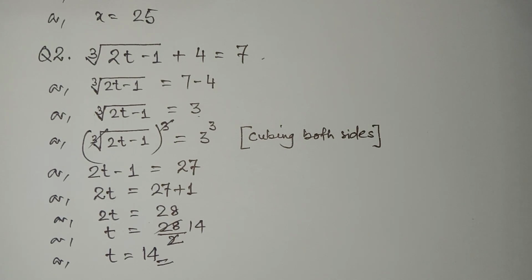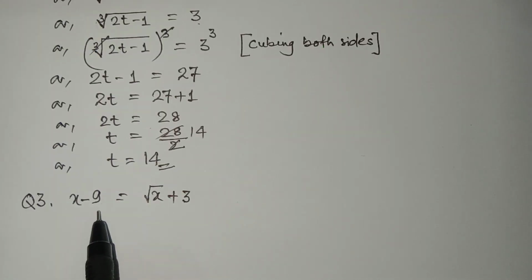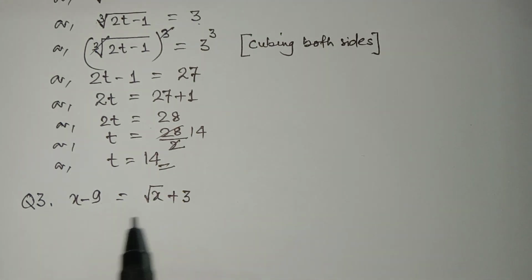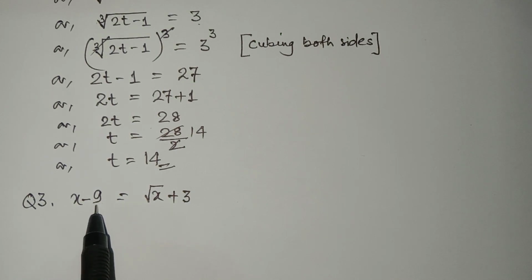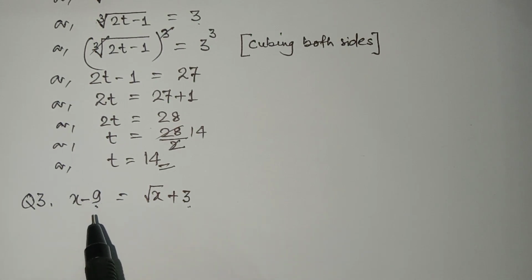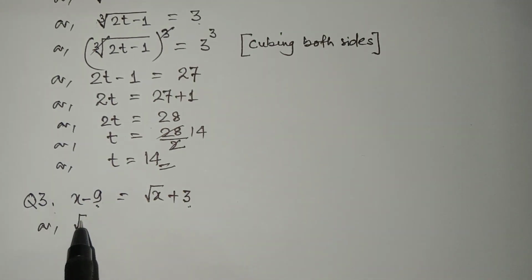Now let's check our next question, question number 3. Question number 3 is x minus 9 equal to the square root of x plus 3. In this kind of question, first of all, we are going to write these two things in a different form. You can check here that 9 is the square of 3. So write this thing in terms of squares. This thing can be written as the square root of x squared.